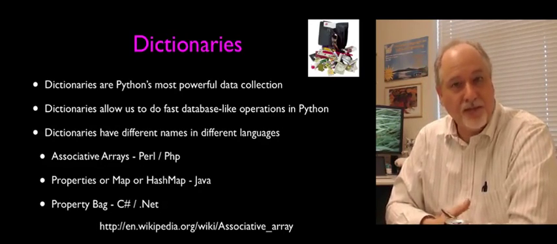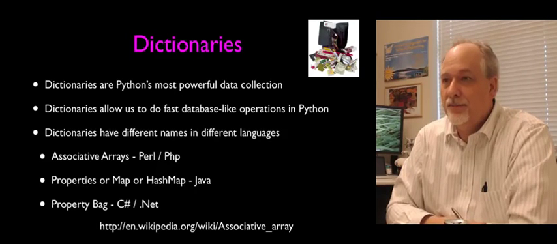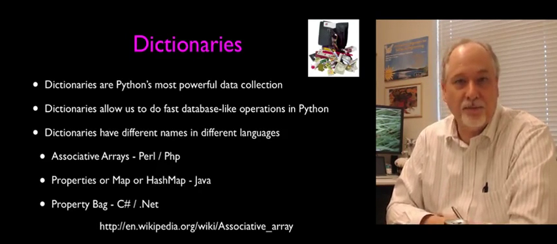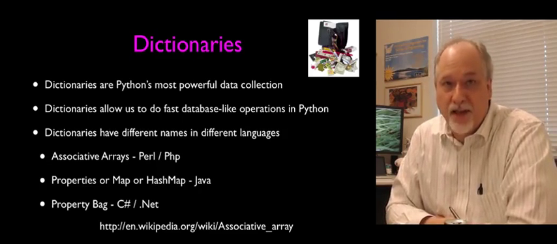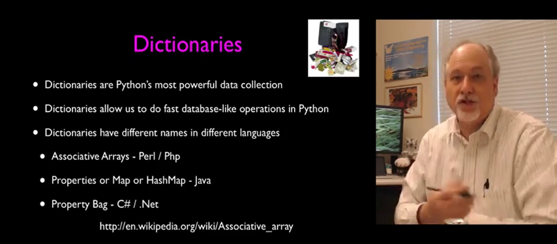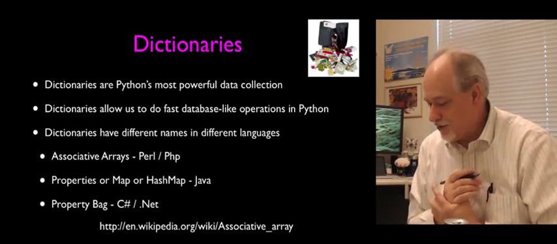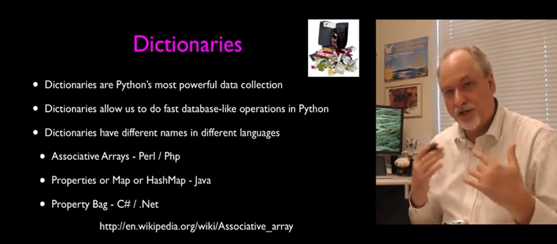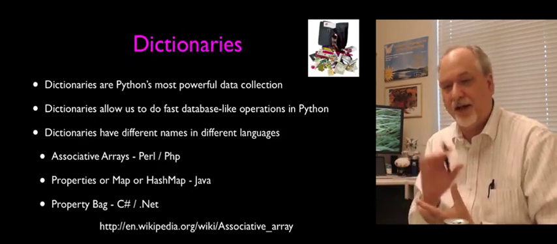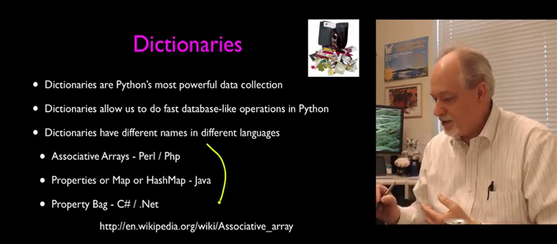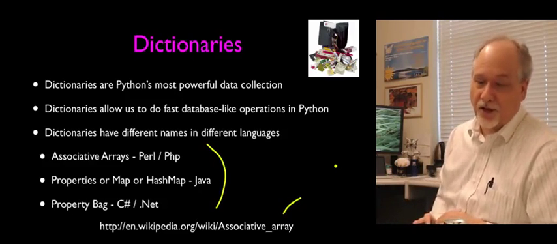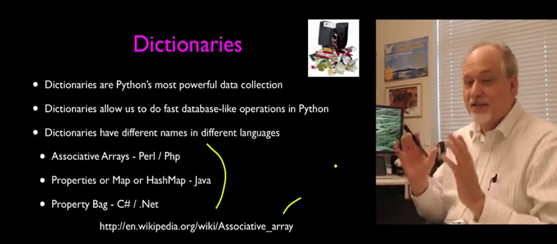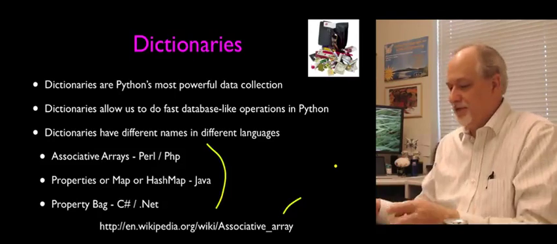Dictionaries have different names in different languages. Perl or PHP would call them associative arrays. Java would call them a property map or a hash map. And C# might call them a property bag or an attribute bag. And so they're just the same concept. It's keys and values that is the concept across all these languages. And if you look at the Wikipedia entry that I have here, you can see that it's a concept that we give different names in different languages.